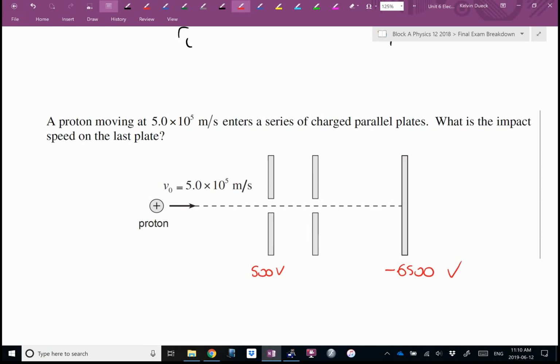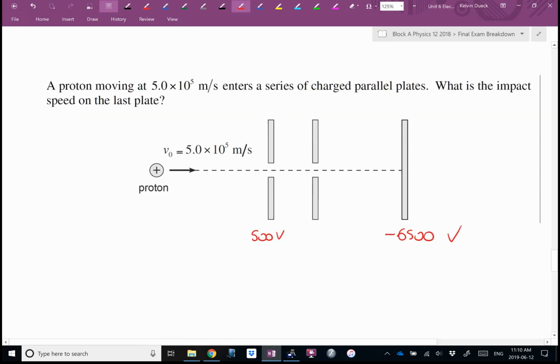So a proton enters a series of charged plates. What's the impact speed on the last plate? Is this proton going to speed up or slow down? How do you know? This is negatively charged. I realize that there's some positive charge here, but overall, this is negatively charged. How are we going to solve this?